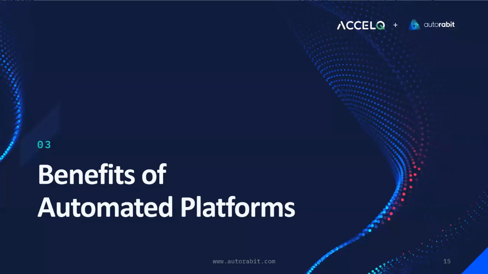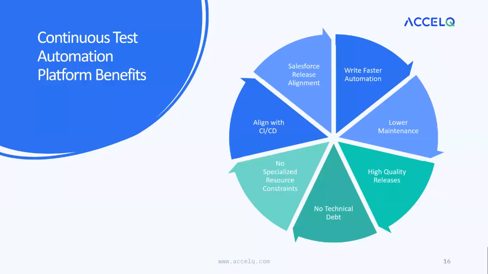So now we'll talk a little bit about the benefits of having automated platforms. After successfully establishing a continuous platform, you can obtain the following benefits. You can write faster and, more importantly, reusable automation, which allows the organization to lower the overhead and their maintenance costs and reduce the efforts required to maintain that framework.